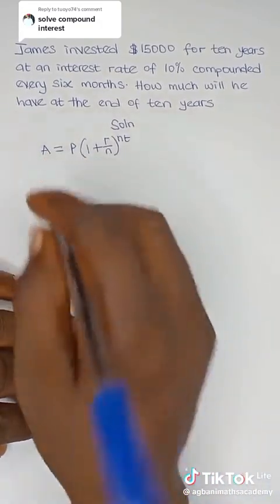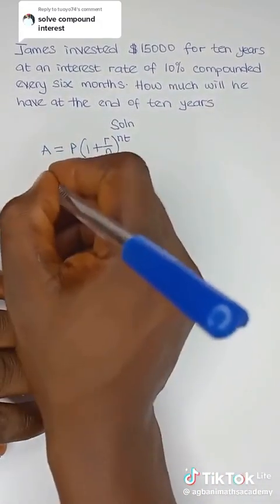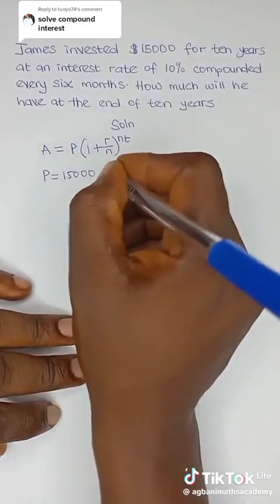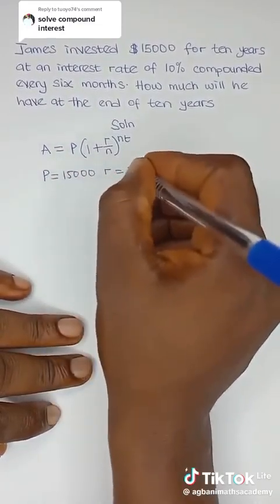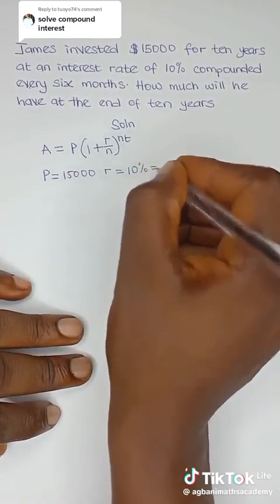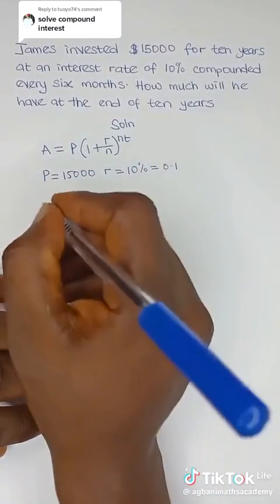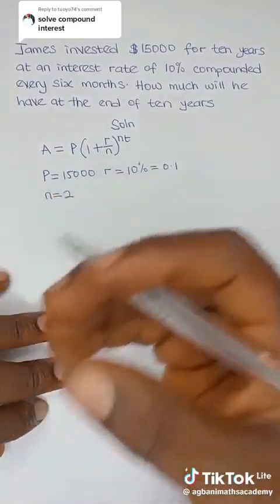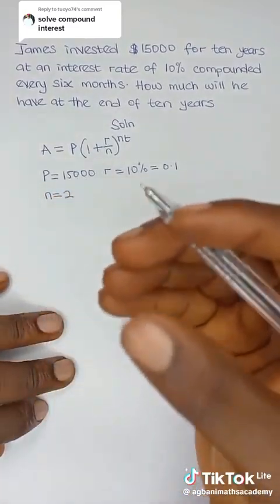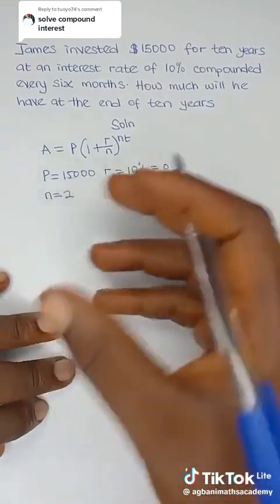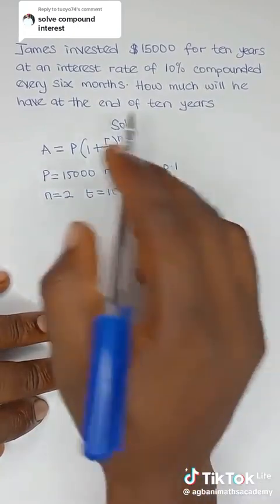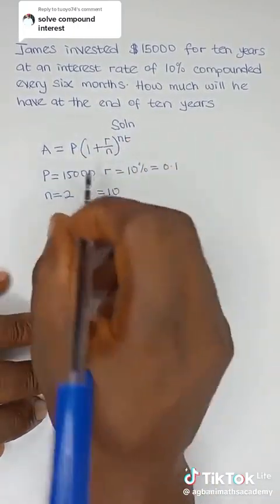Okay, so let's write down the values that we have here. Our P is equal to 15,000. Our R is equal to 10%, which is equal to 0.1. Our N, we said, is equal to 2 because we are compounding every 6 months. And if we are compounding every 6 months, we are going to compound twice in a year. And then our T is equal to 10, which is 10 years. Okay, so let's put these values into the formula.